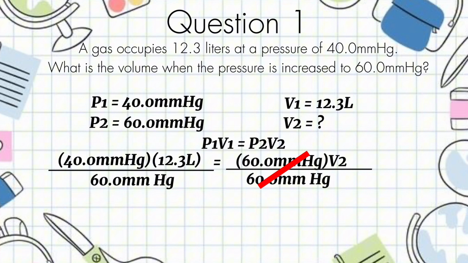Proceed on computation. 40.0 millimeters of mercury multiplied by 12.3 liters divided by 60.0 millimeters of mercury, and we'll have 8.2 liters. Therefore, our V2 is 8.2 liters, and it makes sense since, as we analyze the given, the pressure increases. It means the volume must decrease, and from its initial volume, 12.3 liters, we have computed our final volume that is equal to 8.2 liters, which means the volume decreases.